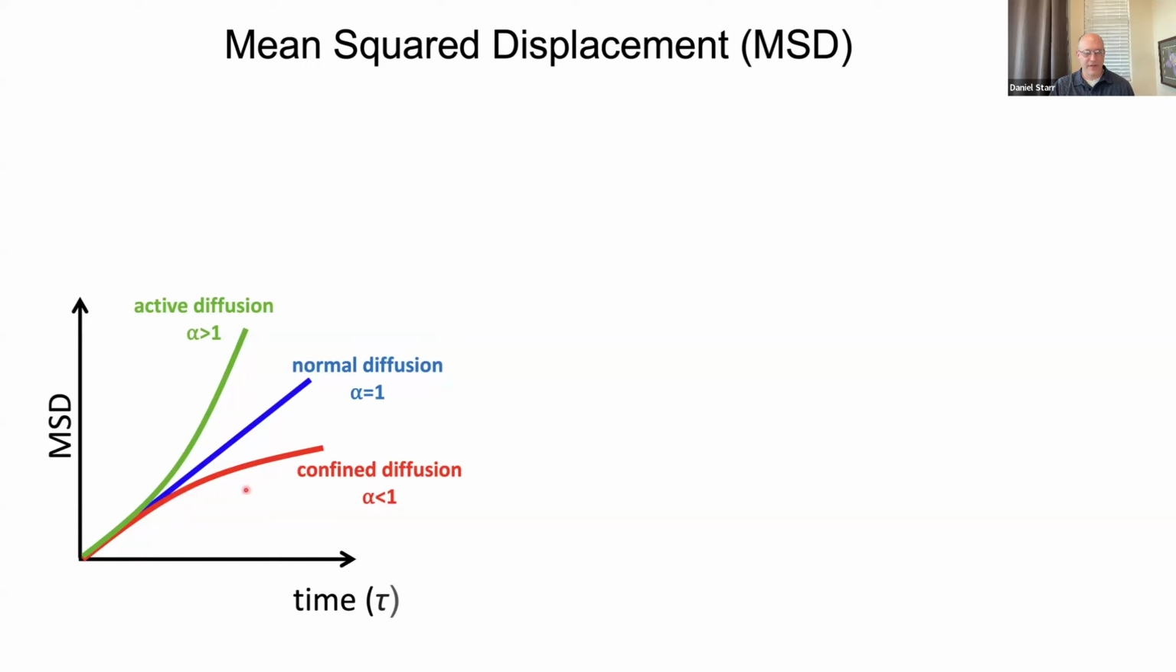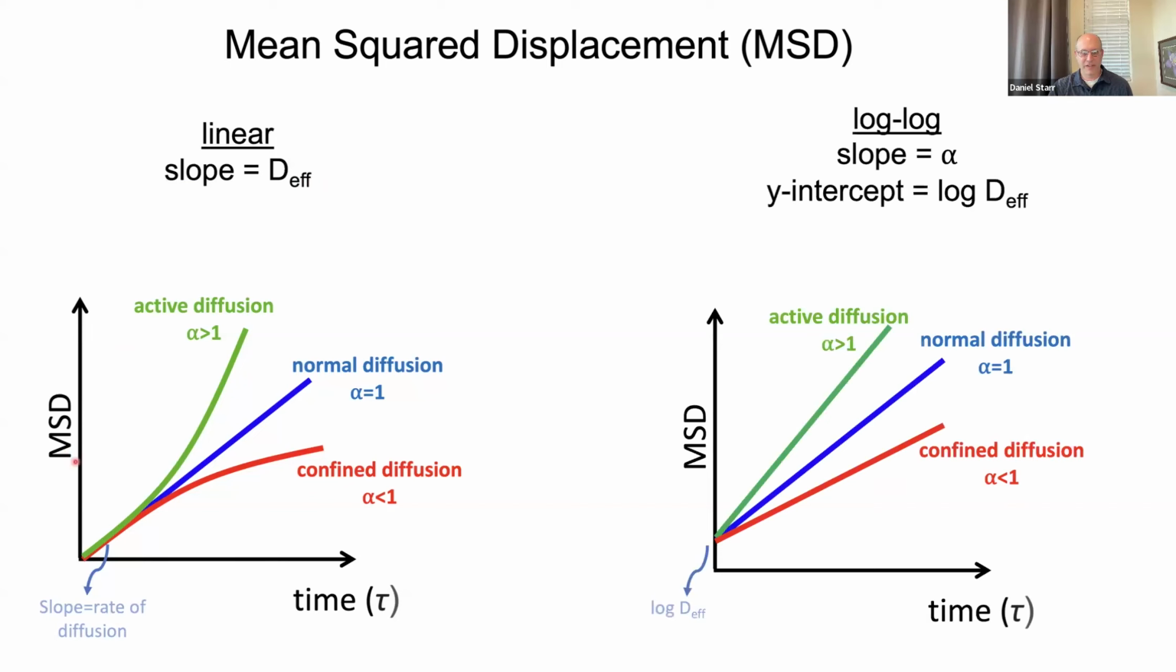And if the alpha is less than 1 and this curve levels off, it's a confined diffusion, and the particle is confined by something else. And so you can measure this. And if you plot mean squared displacement over time on a linear scale, the slope of this linear part is equal to the rate of diffusion, which we'll call the diffusion coefficient, effective diffusion coefficient.